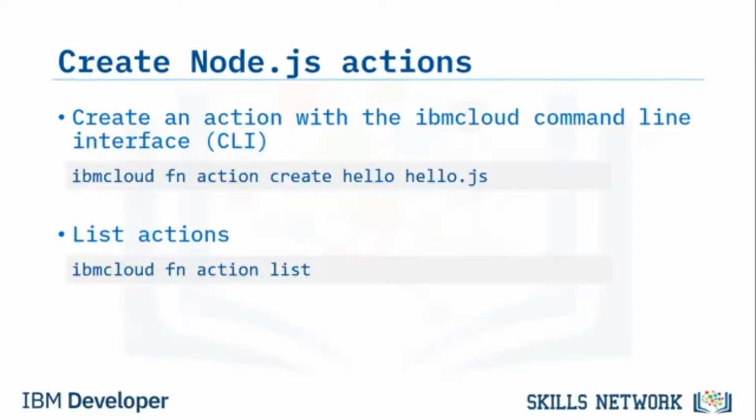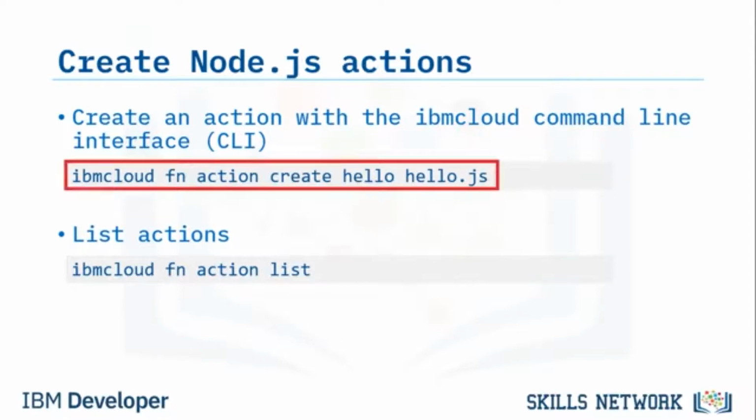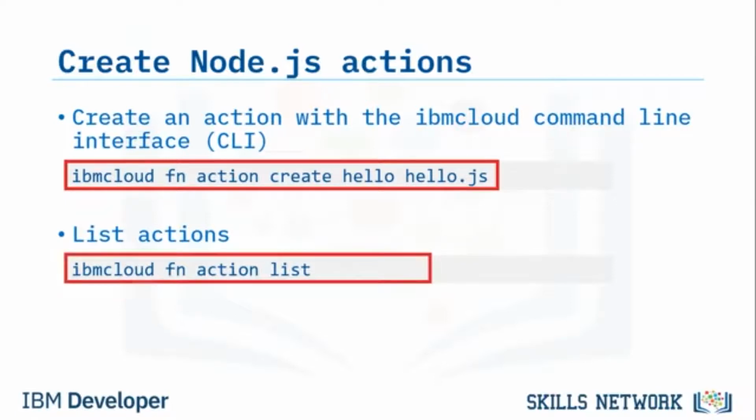To use source code from Node.js to create an action, you can use the IBM Cloud command line interface and the Functions plugin. This command creates a function named hello using the hello.js file that you previously defined. You can list your functions by using the IBM Cloud fn action list command. The output of this command displays your hello action under your account's default namespace.